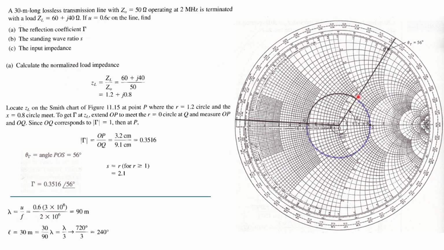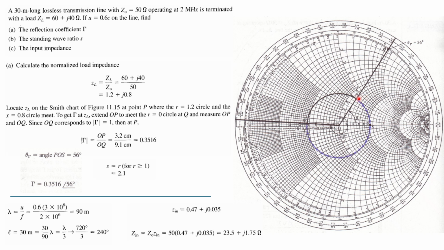Now lastly, the input impedance at some different points. You know the input impedance at point P, but you have to calculate the input impedance at this point. So you have to move it. In order to do that, first find out L. You can get L, that is how much you are going to move, by 240 degrees.